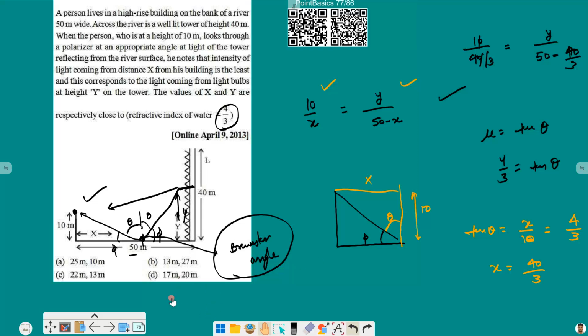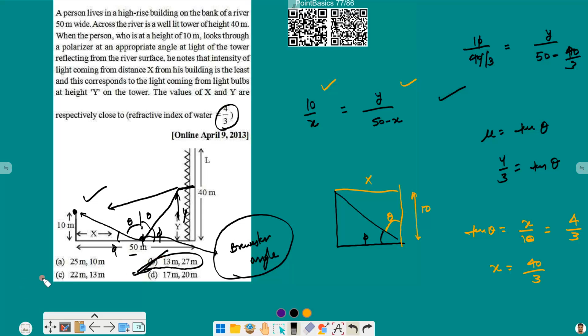So that is option B, I think. That is the nearest match. Also, x was 40 by 3, so 40 by 3 will be 13.33. So that is option B. So option B is the nearest possible match.